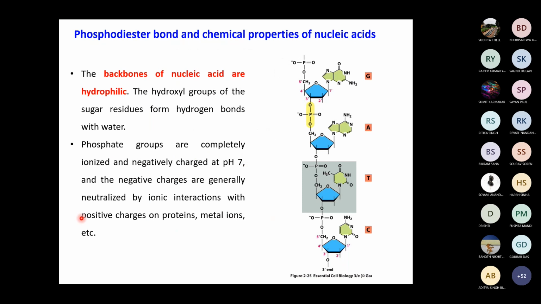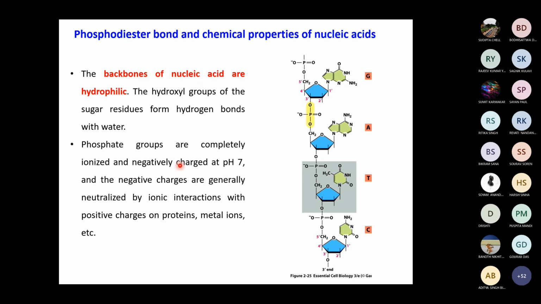So phosphodiester bonds have certain properties. First of all, the backbone of nucleic acid is hydrophilic in nature. The hydroxyl groups of the sugar, the blue ones shown here, form hydrogen bonds with water molecules. That is why the backbone of the nucleic acid is hydrophilic. They are polar. They love water.